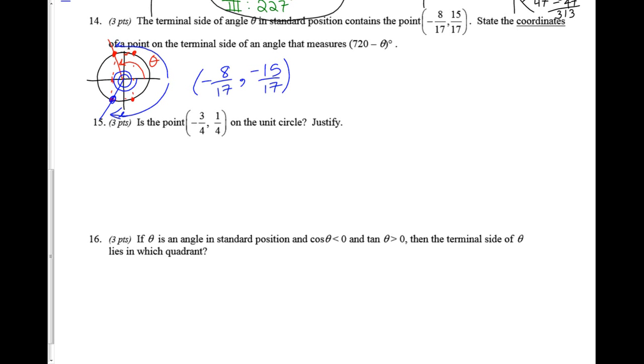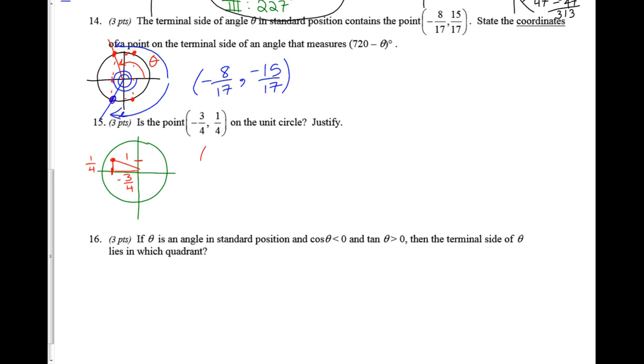All right, number 15 says, is the point negative 3/4, 1/4 on the unit circle? Justify. Well, let's draw our unit circle right here. And let's say, where would this point land approximately? If I go negative 3/4, that's about 3/4 of the way to the left, and up 1/4. So the question is, is my point here going to land on the unit circle? Well, how could I figure that out? In order to land on the unit circle, the radius has to be 1.